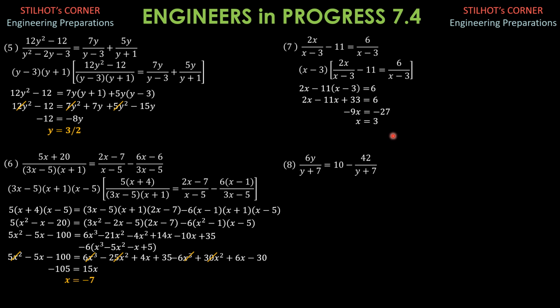So x is 3. But when x is 3, the denominator here is 0 as well as there. So this would be undefined. Therefore, x is 3 is an extraneous root. Therefore, there's no solution to this equation 7. Then number 8.